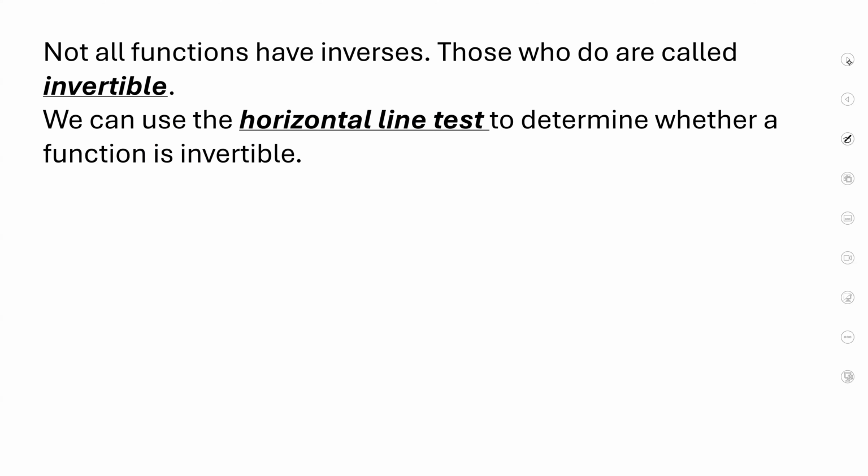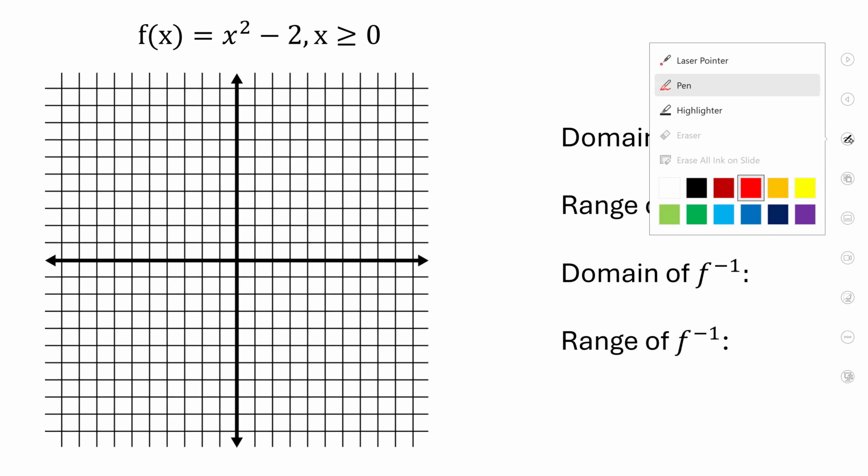So go ahead and fill in those blanks. Not all functions have inverses. Those who do are called invertible. You can use the horizontal line test to determine whether a function is invertible. So the quadratic parent function looked like that. If you do the horizontal line test, it crosses 2 times. That's why we said it wasn't invertible. But if you only do half of it, now it passes the test. Okay? All right.